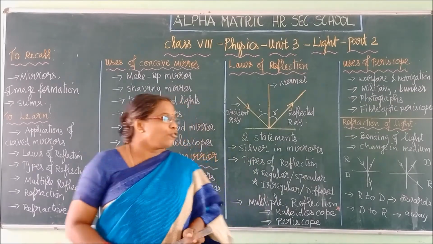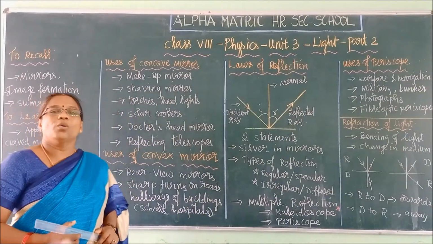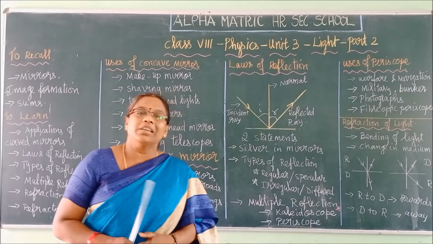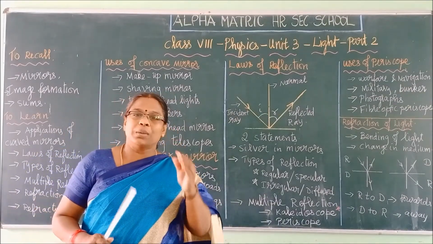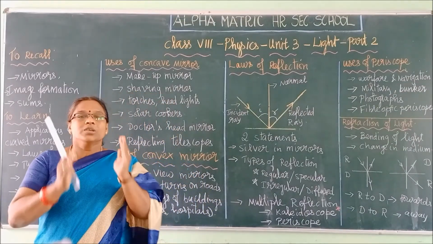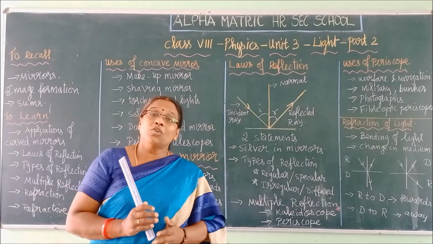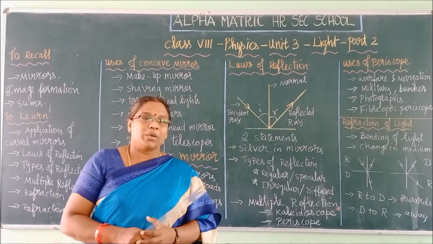Now first we have to see what are the uses of concave mirror. Uses of concave mirror: I told you it will give you real and inverted images, and it will give you an intense beam, a strong light. So where we need a powerful beam of light, there we can use concave mirror.